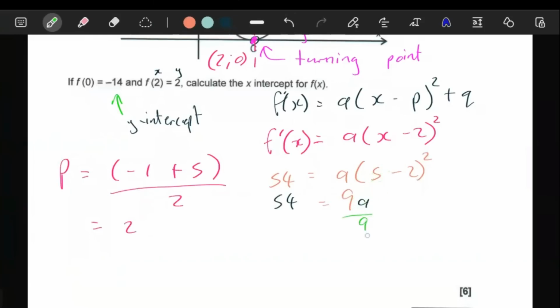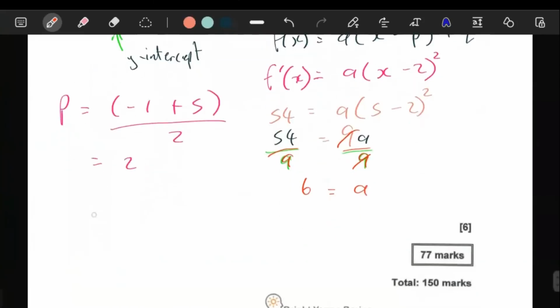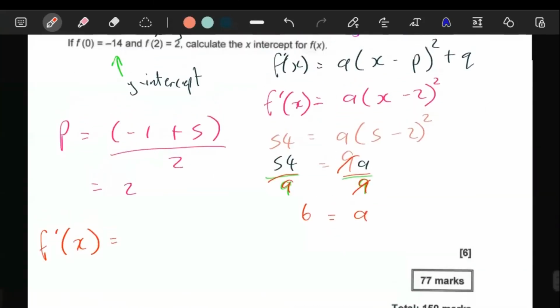What do we have if you divide by 9 on both sides? 54 divided by 9 is going to be 6, is it not? Yep, a is 6. Okay, good, perfect. So now the equation of your first derivative is this. If you want to write it out nicely, it's going to be 6 times (x minus 2) squared. There we go.